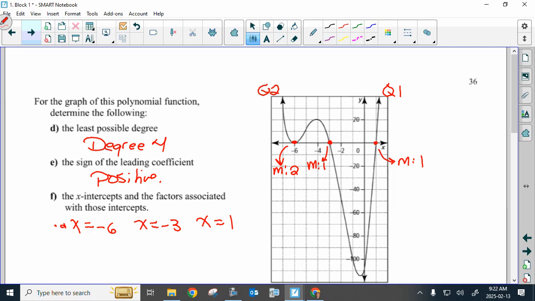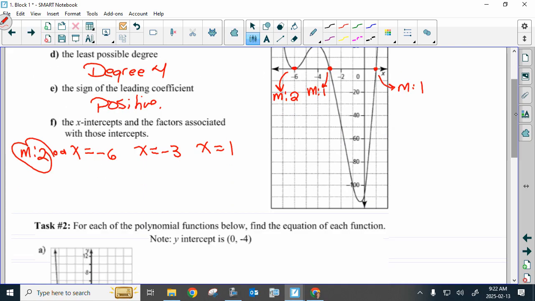This one right here was multiplicity of 2, and this is how we handle the multiplicity of 2 factor. When I bring it back to x plus 6, I square it. That's it. That's what you do with multiplicity of 2. And then I've got my x plus 3, my x minus 1. Now technically, if you add the exponents on your factors, you should also get degree 4.